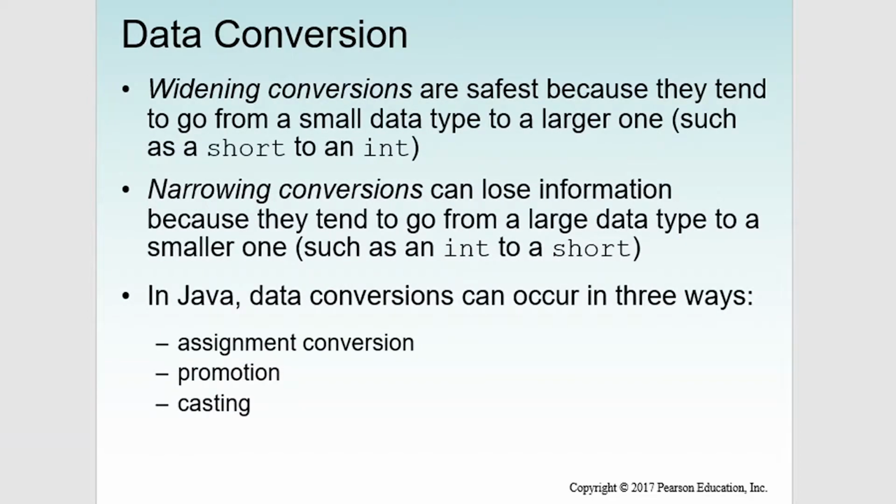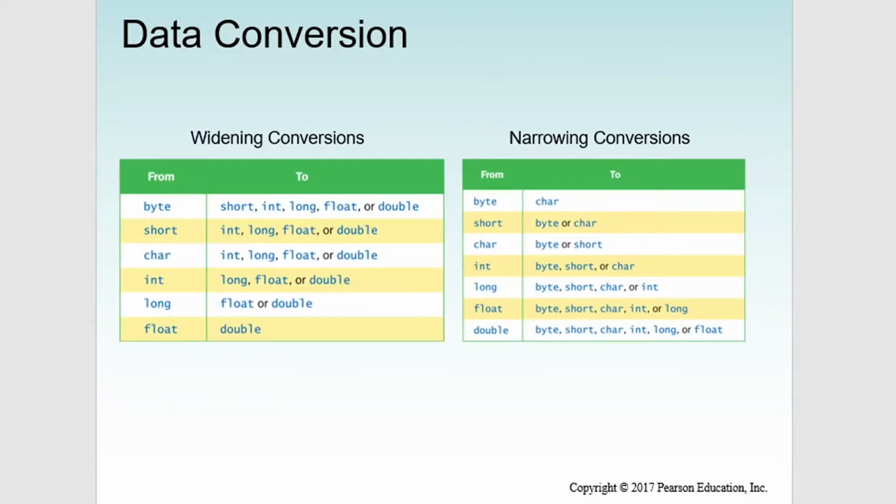Widening conversions are the safest because they tend to go from a small data type to a large one, such as a short to an int. Narrowing conversions can lose information because they tend to go from a large data type to a smaller one, such as an int to a short. In Java, data conversions occur three ways: assignment conversion, promotion, and casting. Here's a table of the widening and the narrowing conversions.